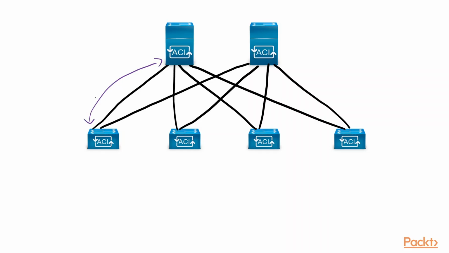Okay, so in ACI, we mentioned that our layer 3, that our connectivity between our leaf layer, and this will be our leaf layer, and then this will be our spine. The connectivity between the two, it's done from a layer 3 perspective.